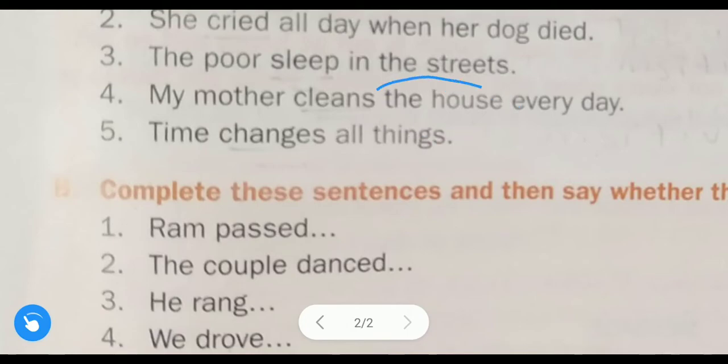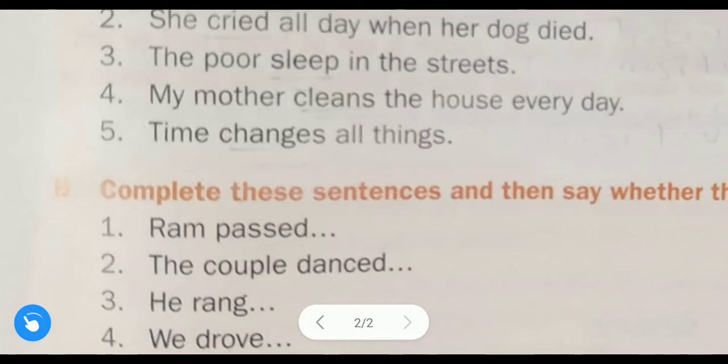See, in this sentence the house is the object which receives the action of the verb cleans. That is why it is a transitive verb. Okay, if you frame the question, you immediately get the answer in such cases, because here the object receives the action of the verb. See, what does my mother clean every day? My mother cleans the house every day. Okay, understood? So this is the object which receives the action of the verb, and hence it is called the transitive verb. So cleans is the transitive verb.